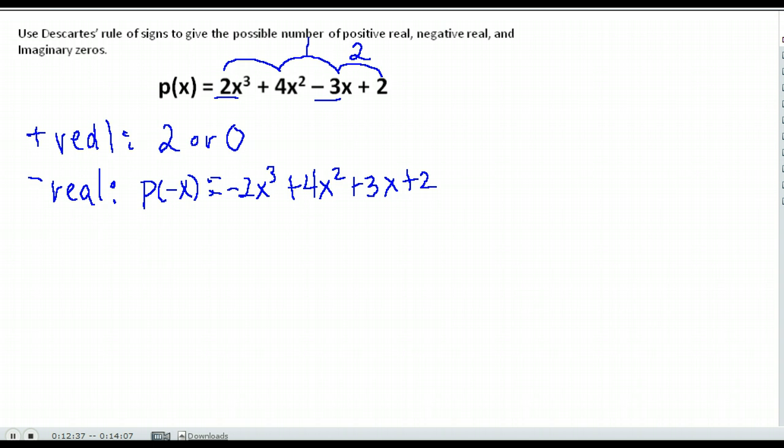Now we count the sign changes. So negative 2, positive 4, there's a sign change. And positive 4, positive 3, no sign change. Positive 3 to positive 2, no sign change. So there is 1 negative real zero. Now we come down here and figure out how many imaginaries we would have.